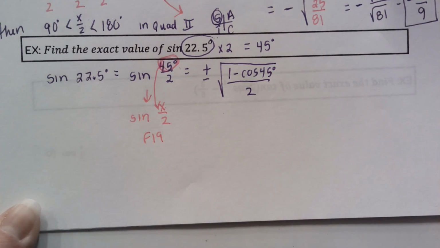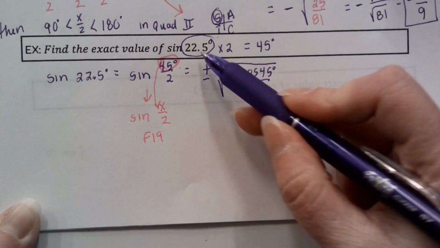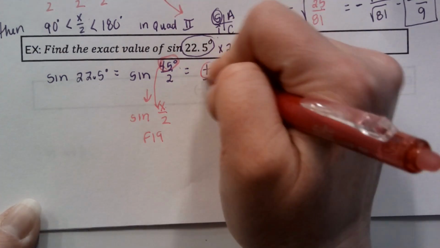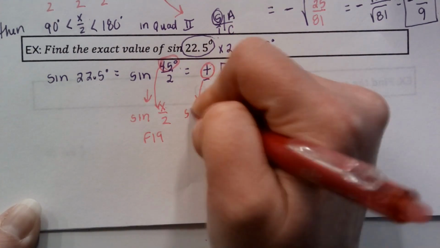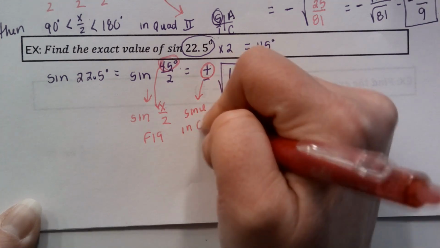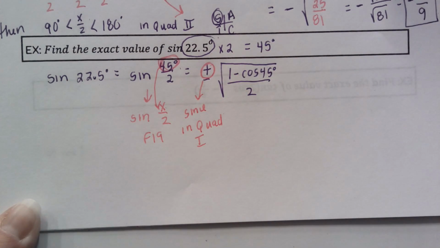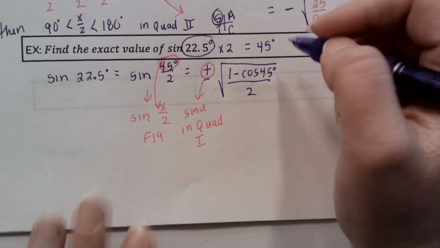As for the plus minus, since I'm talking about 22.5, that's in quadrant 1, so it's going to be positive. Positive since 22.5 is in quadrant 1. So I don't have to worry about writing it down. I can just go ahead and do the math.